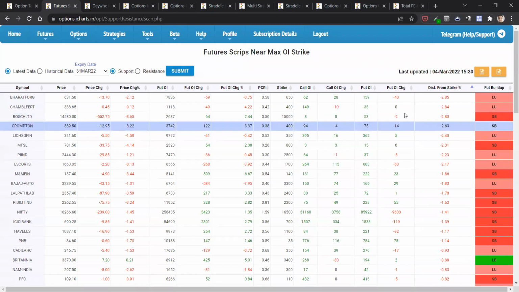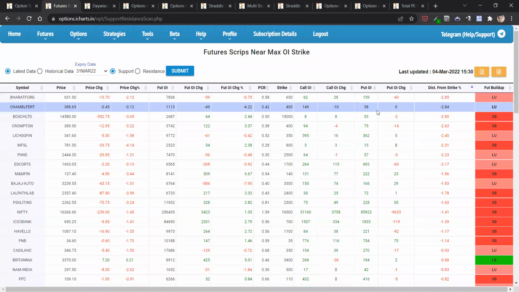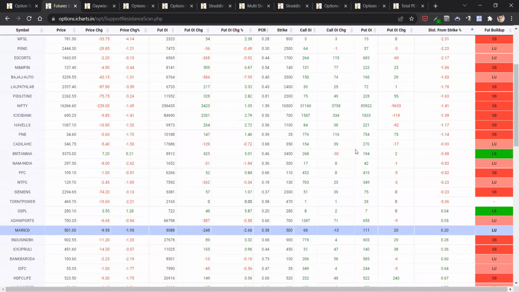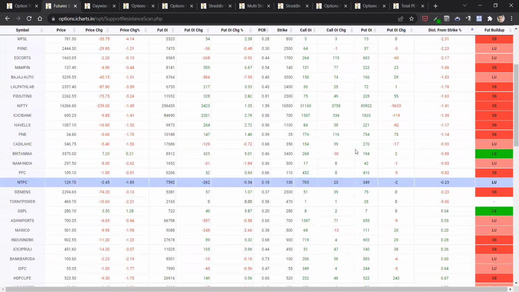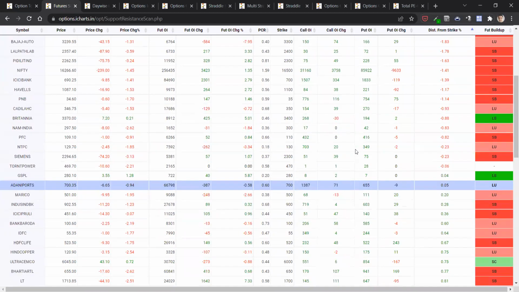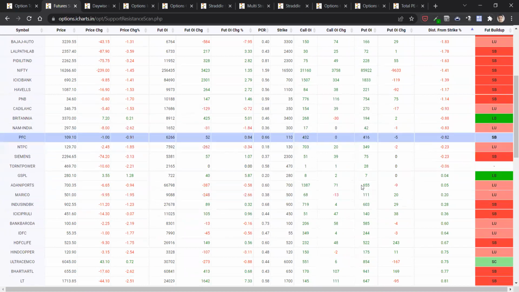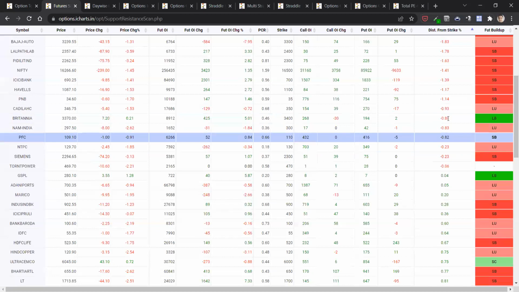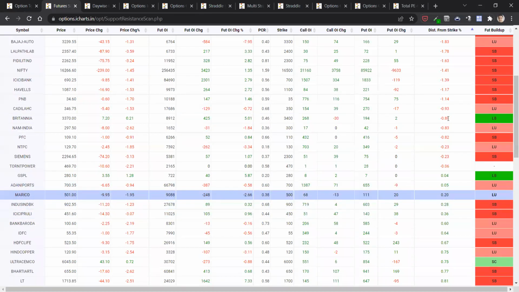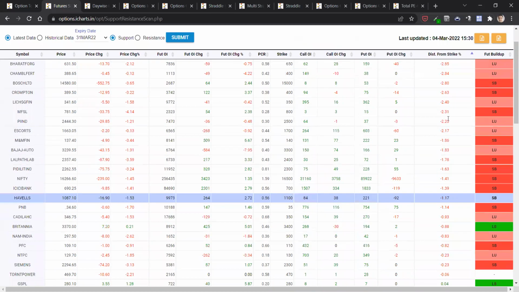Yeah, that's right. Sir, is this updated on intraday basis also? Yes. So when you say support, it will tell you stocks which are close to the max put strike, where the max OI is there for puts. And you need to look at these, which are either just below the strike or just above the strike.